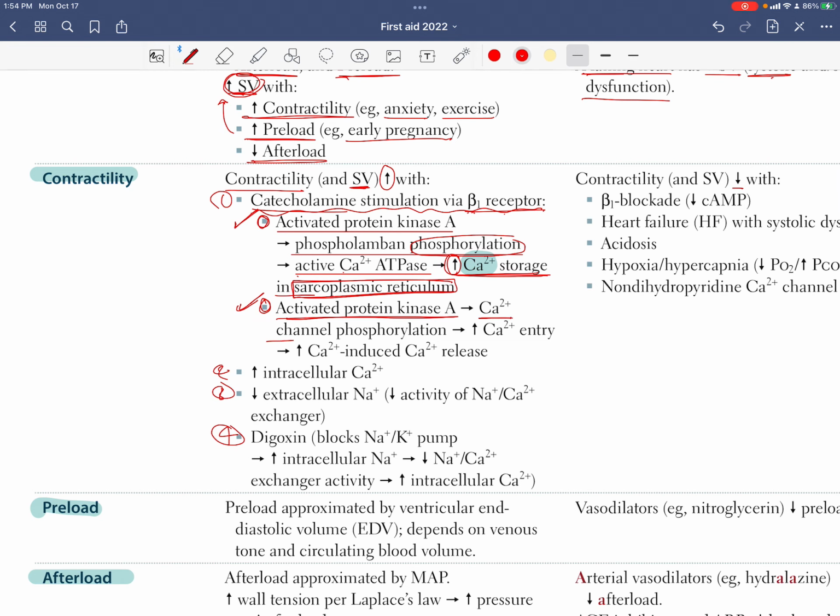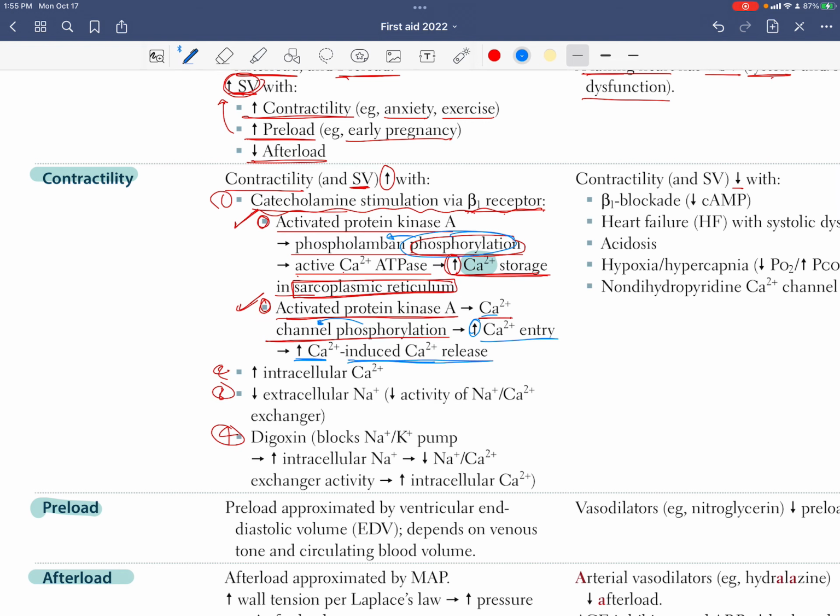For mechanism number 2, there is also activated protein kinase A leading to phosphorylation of the calcium channel. This is a different kind of phosphorylation: this one is phosphorylation of phospholamban, while that one is phosphorylation of the calcium channel itself. After the phosphorylation of the calcium channel, that would increase the calcium entry into the cell, and increasing the calcium entry by itself will increase the calcium release from the storage.